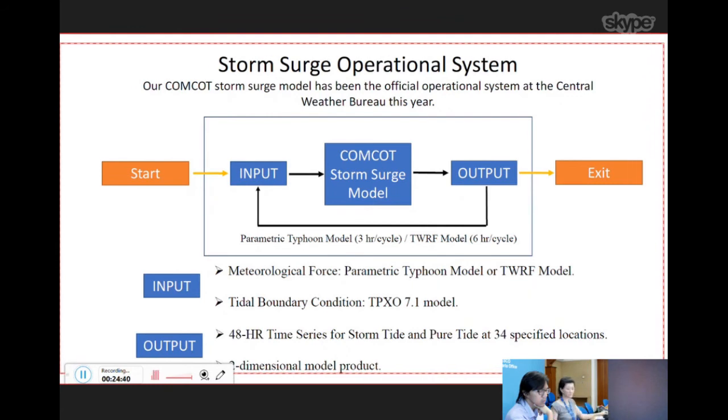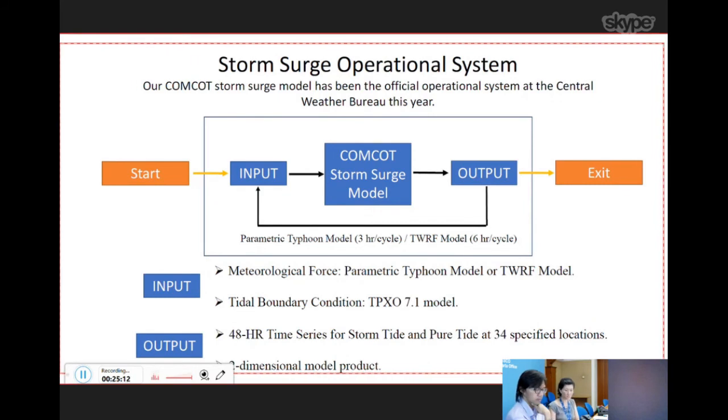The TWRF is also doing this. The input is the meteorological forcing and the tidal boundary condition, and the tidal boundary condition comes from Oregon State University's TPXO 7.1 model. Our products are the 2-day predicted storm tide and pure tide at 34 specified locations, and 2-dimensional pictures and animations to help the forecasters see the results.